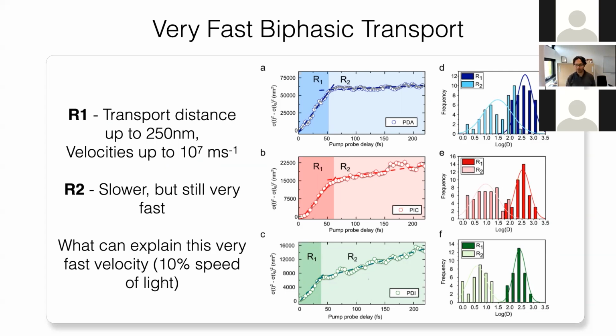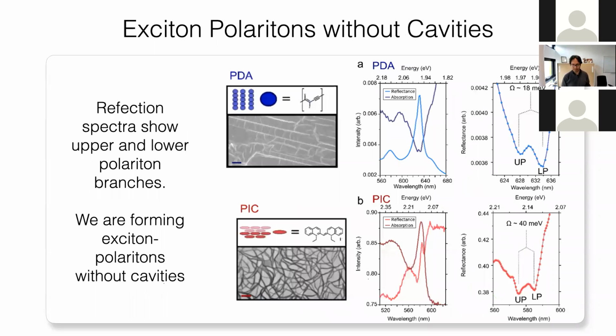Things then slow down and move a lot slower, but actually this R2 regime is also still very, very fast. The diffusion constants are well above 1, but we'll talk about that perhaps another day when we have more time. But the question here is, what explains this R1 regime where we're having these excitations moving at a tenth the speed of light, and they move up to 250 nanometers? So they move very rapidly, and then they stop and move slower, but still very fast.